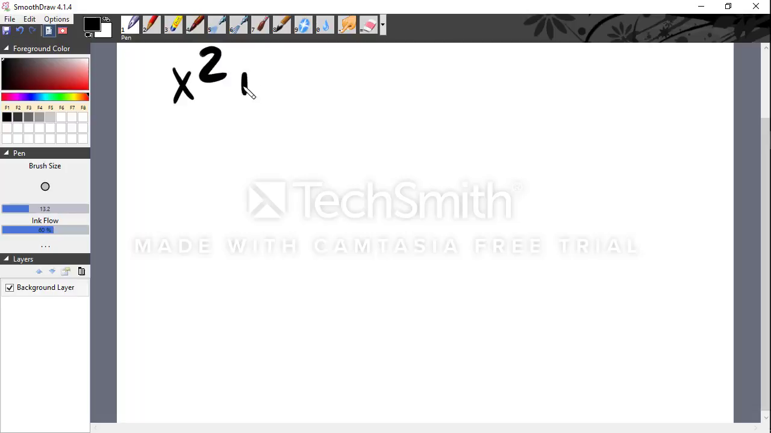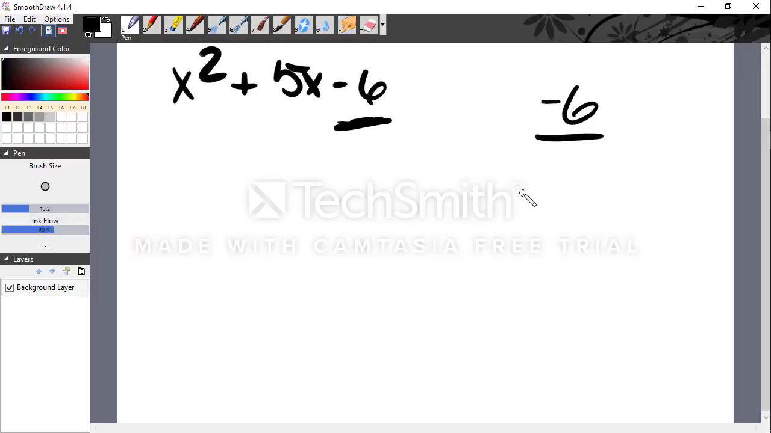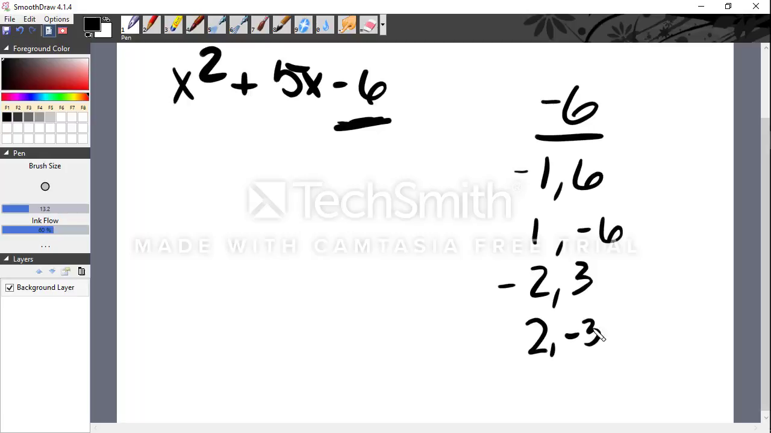So we have x squared plus 5x minus 6. The first thing you want to look at is this last term here. This last term is negative 6, and we want to come off to the side and ask, what are the numbers that multiply together to give me negative 6? Well, there are only a handful of combinations: I can have negative 1 times 6, 1 times negative 6, negative 2 times 3, or 2 times negative 3.